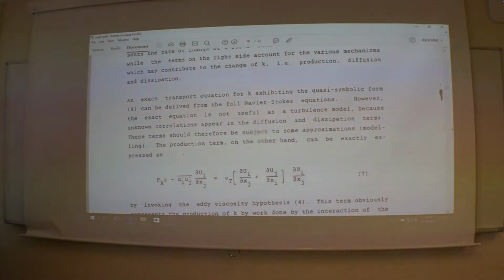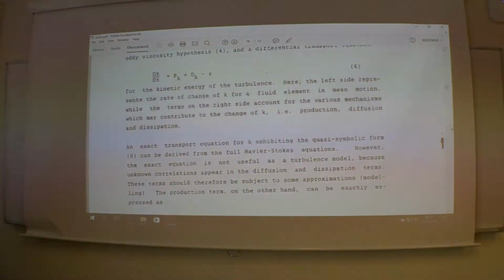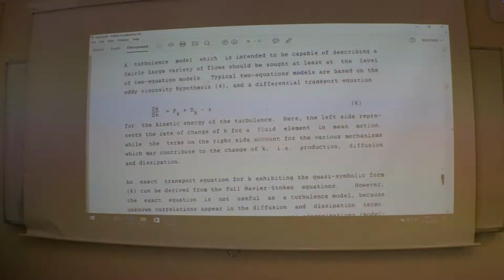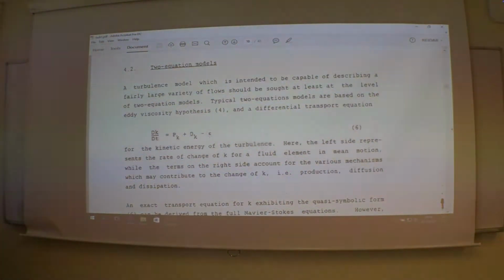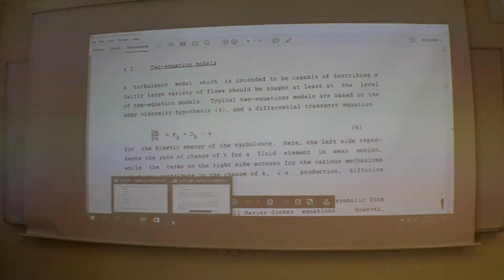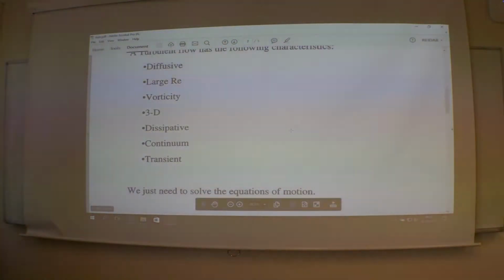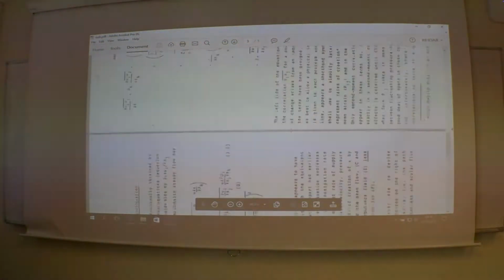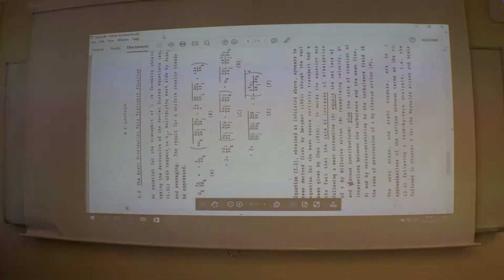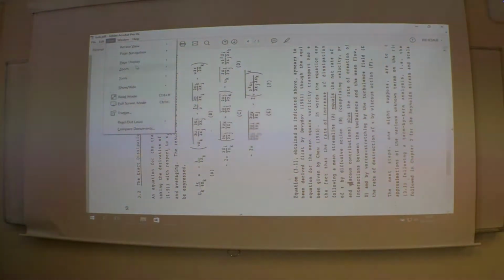The other terms, the diffusion and also the dissipation, that's a different story. Diffusion is very complex indeed, and has to be modeled. And the dissipation, I'll show you later how it actually looks. Well, I think I have it here. Let's just have a check. It's not that one, this one.